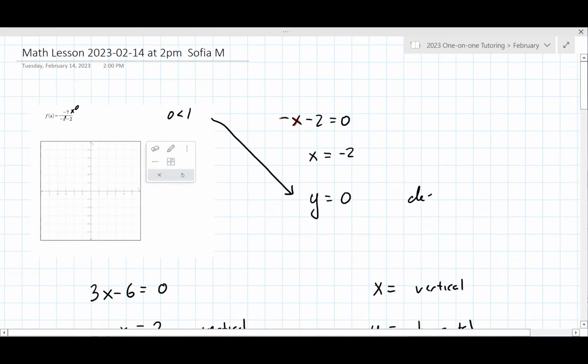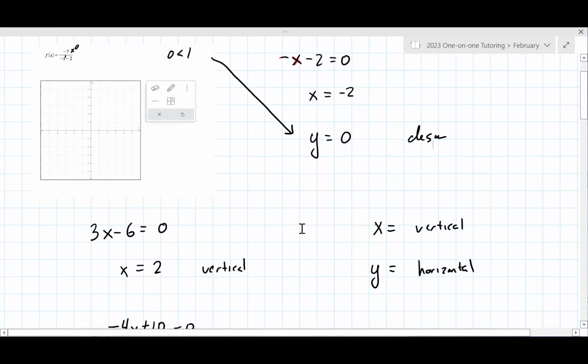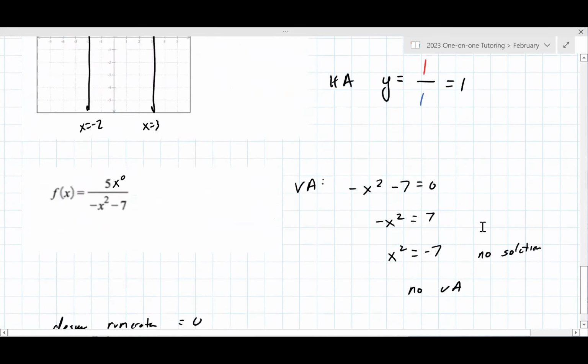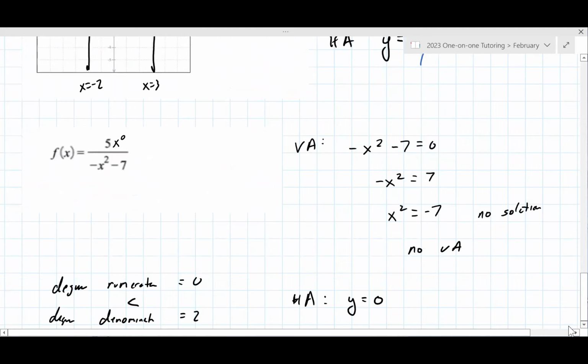But the ones we were looking at here have the same degree, basically x to the same power. That's why it's a ratio. So there's a couple of different rules, and I can summarize them if needed at some point. But for this one, no vertical asymptote, just a horizontal at y equals 0. Gotcha.